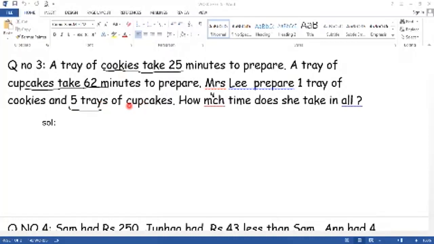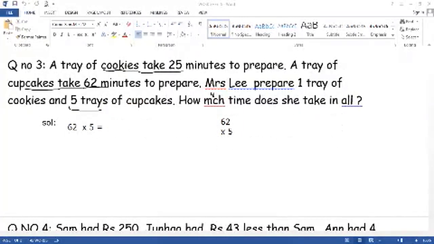This is the most important thing to keep in your mind, and don't make this mistake. So the working will be: you will look at the cupcakes time, that is 62, and you're going to multiply it with 5, because she baked 5 trays of cupcakes. So now you are going to do the working column and multiply 62 by 5. The 5 times table is the easiest one, and I'm sure that everyone can easily solve it by themselves.